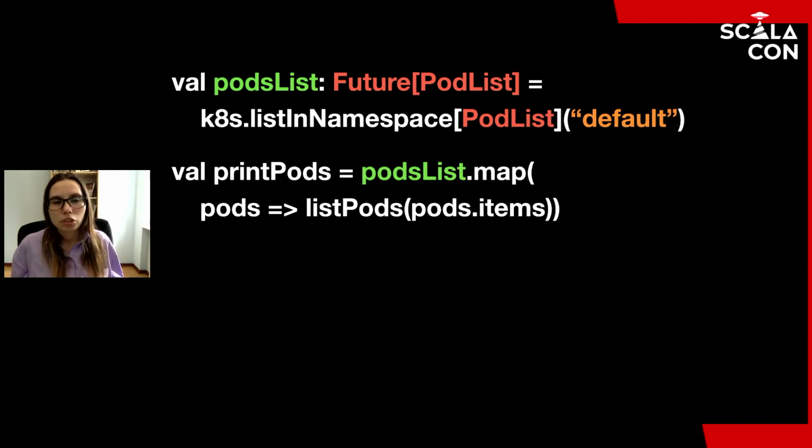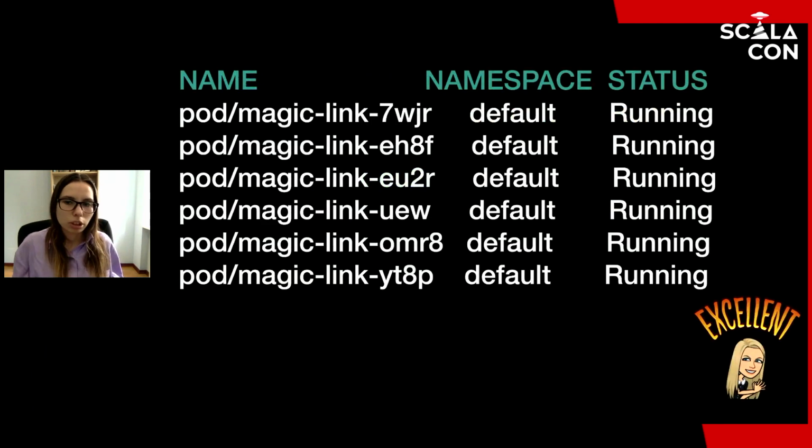In this case, we can just call list in namespace, the pods list, default namespace, we get the future, and we can map on each pod and call this listPods. And that's what she got as a result. Here is the name of the pod, the namespace, and most important is the status, because it's useful for debugging purposes. If something fails, you could just get into the pod, see the logs, and see what happens next.